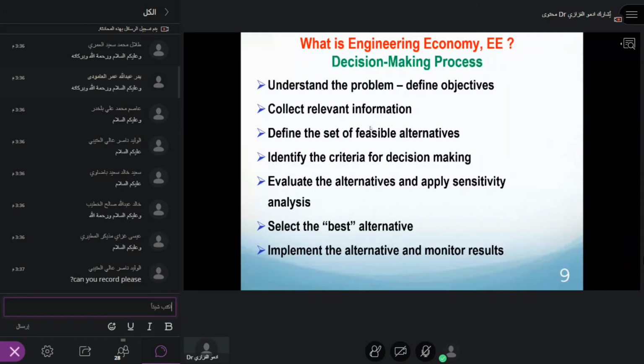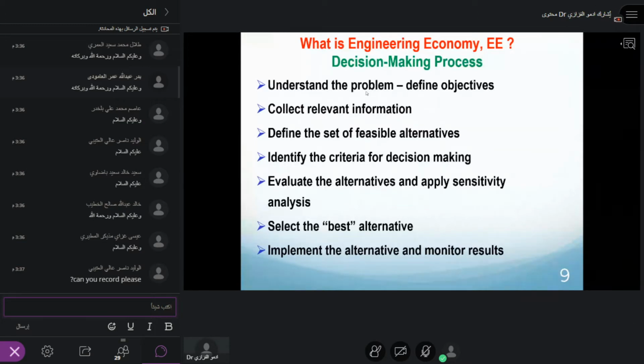You define the objectives, you collect relevant information, you define the set of feasible alternatives, identify criteria for decision making, evaluate the alternatives and apply sensitivity analysis, and select the best alternative, implement the alternative and monitor the result. Everything here is all about the decision making process in engineering economy. So let's start by briefly looking at all these points. Understanding the problem, I already explained it.